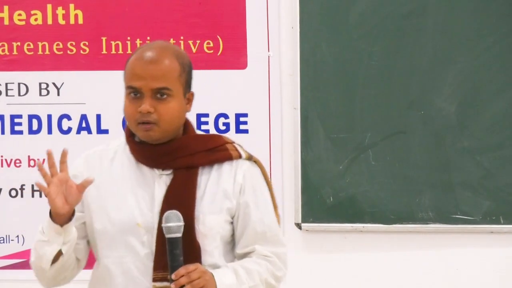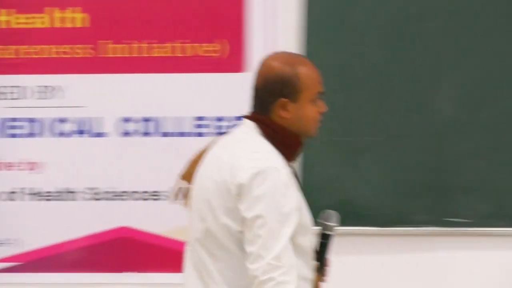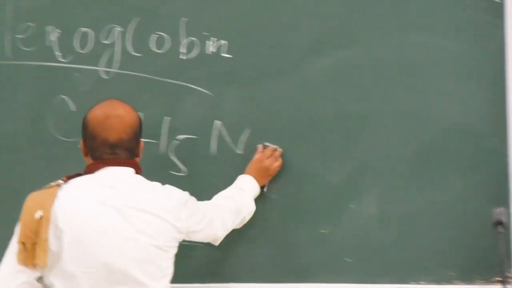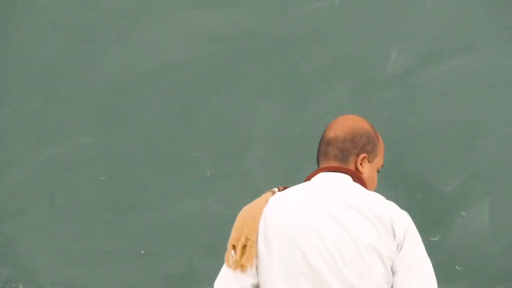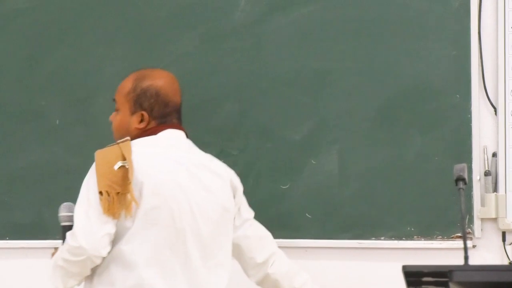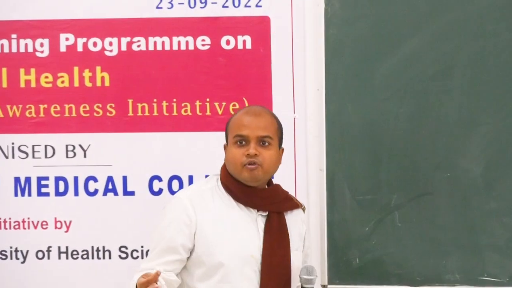What is hemoglobin? It is heme plus globin. Heme plus globin. So heme is made up of porphyrin rings, and there will be metal ions related to these porphyrin rings in the hemoglobin structure. So, what is the metal ion for hemoglobin? Iron. For chlorophyll, it is magnesium. For hemoglobin, it is iron.